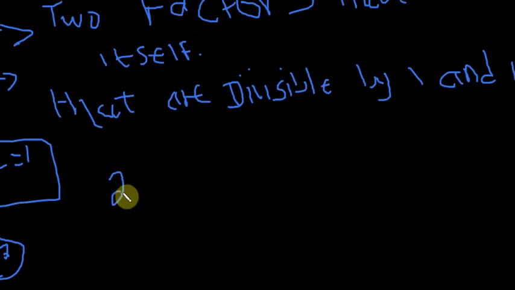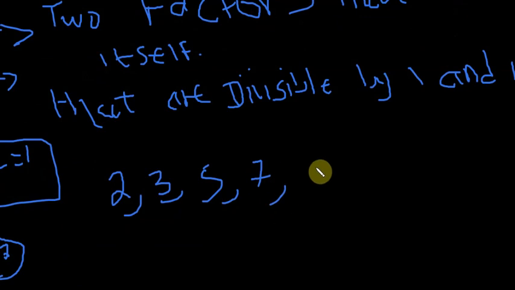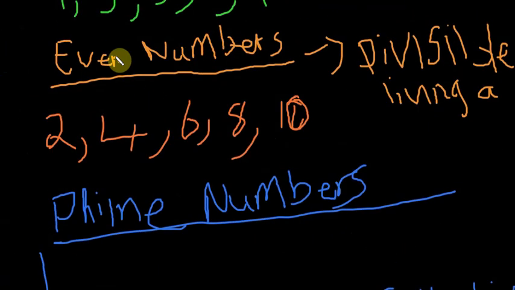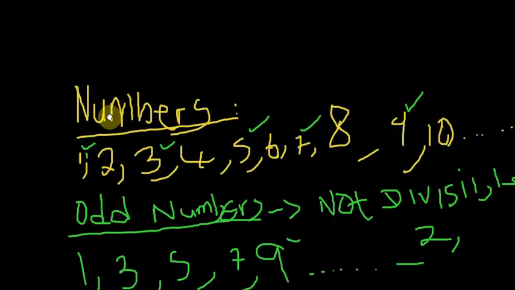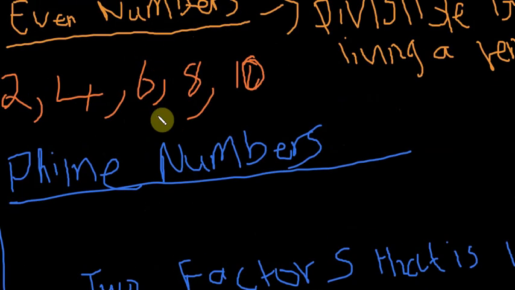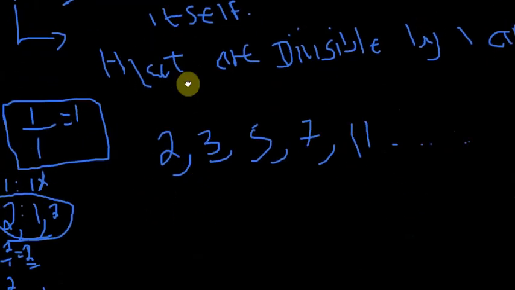So prime numbers are 2, 3, 5, 7. No, 9 is not a prime number because 9 is divisible by 3. It has more than 2 factors. 11. The list goes on. So these are prime numbers.